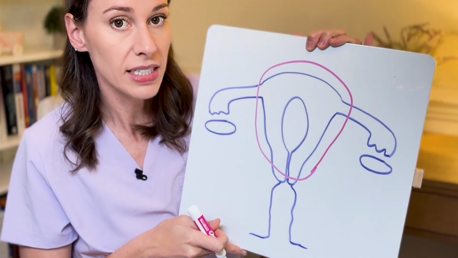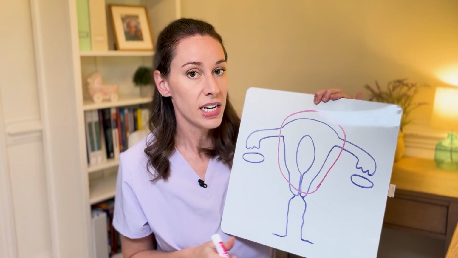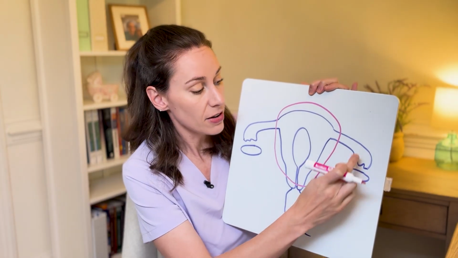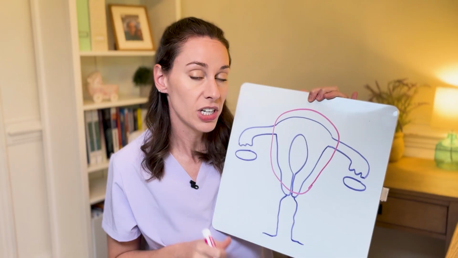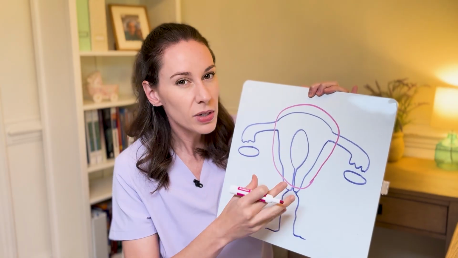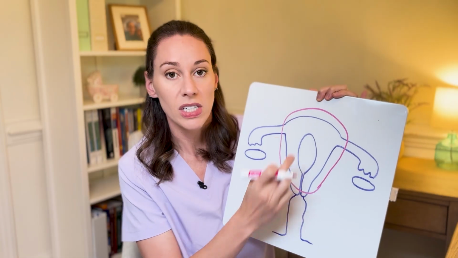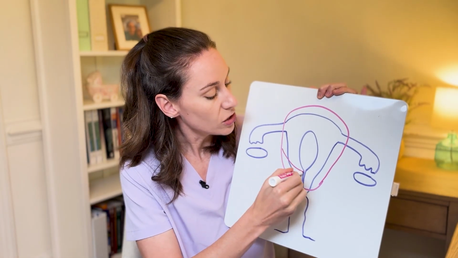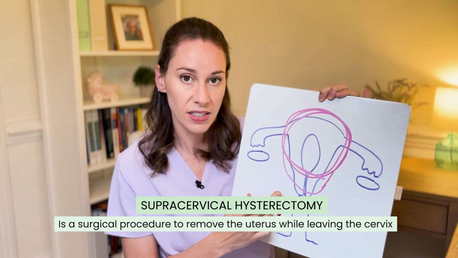A total hysterectomy means that the uterus and cervix were removed. That is all that a hysterectomy refers to. It does not refer to removal of the fallopian tubes or the ovaries. Those are a separate procedure, which I'll explain to you in a minute. Now, there are two kind of subtypes of the hysterectomy. The total hysterectomy, like we said, removes the uterus and the cervix. Something called a supracervical hysterectomy removes just the uterus and leaves the cervix behind.